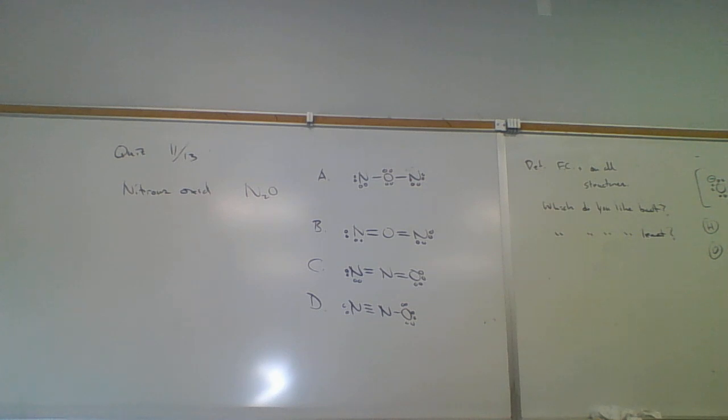Because it's 3 dashes. What do you think that's been? N and O. So, but how would this work? This is B. It's just opposite.